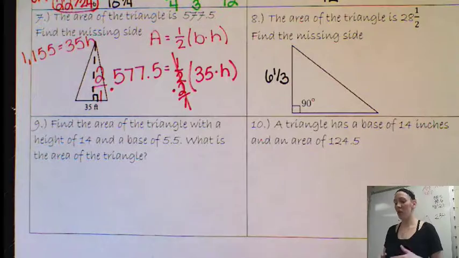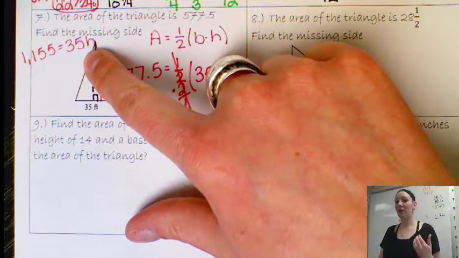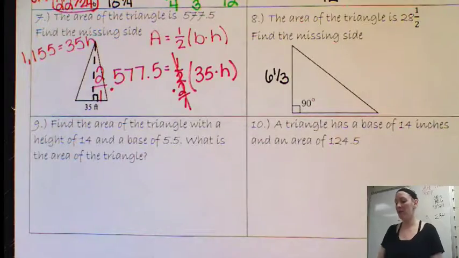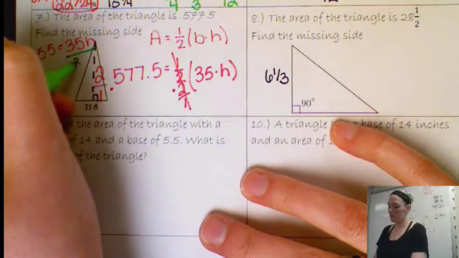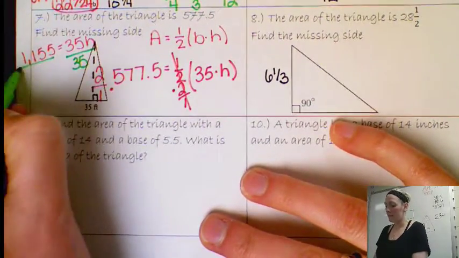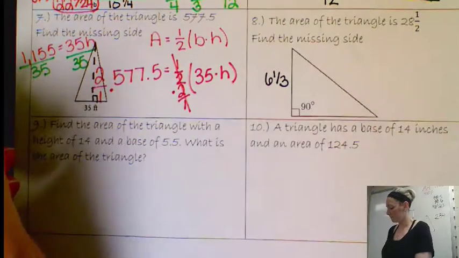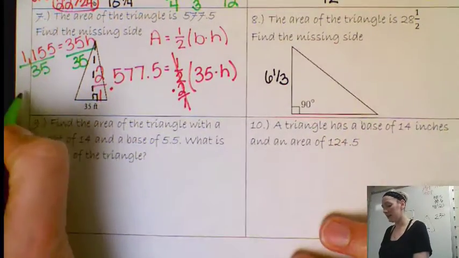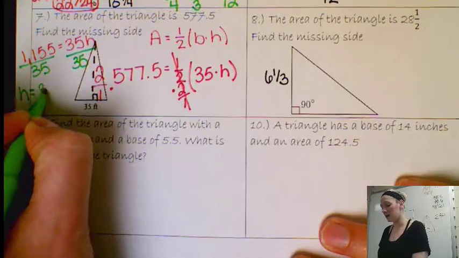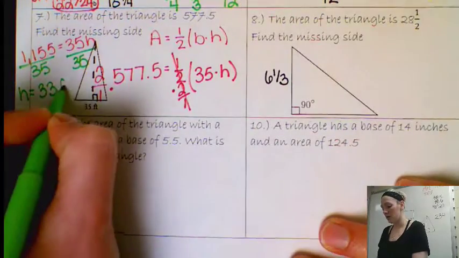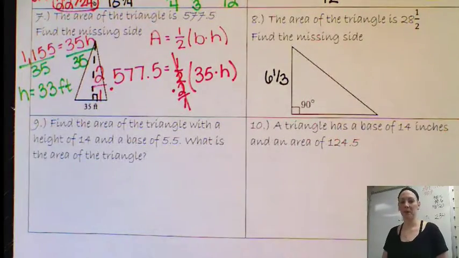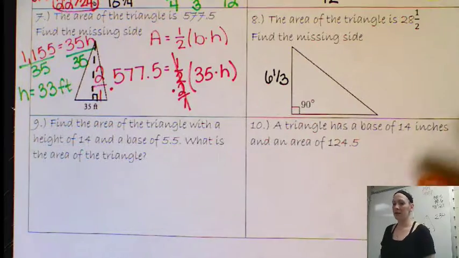So you start to ask yourself, what operation am I still doing to h? Right now I am still multiplying by 35. The inverse of multiply by 35 is to divide by 35. Divide by 35. The height is 33. So the height of my triangle is 33 feet. Okay, all right. Number 8.